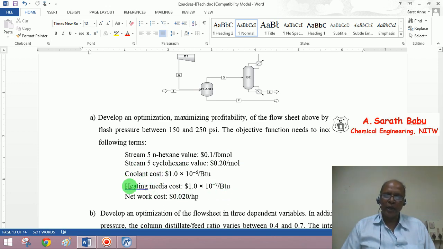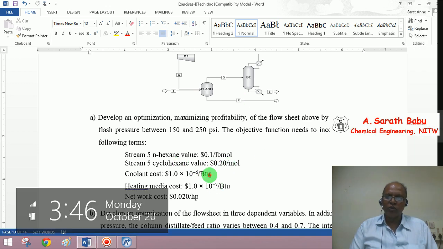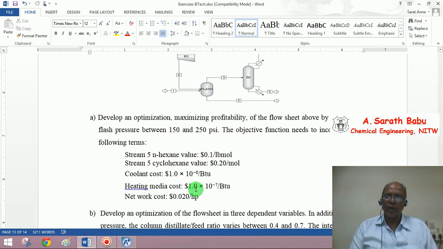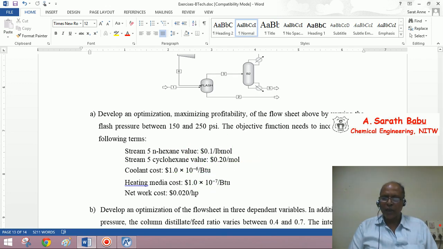So the cooling and heating costs in the reboiler and condenser are given, along with the work that you are required to pay in the case of a compressor is also known. So the revenue minus the utility cost that you are required to spend is the total profit that you will be able to earn. And you are required to maximize this profit.